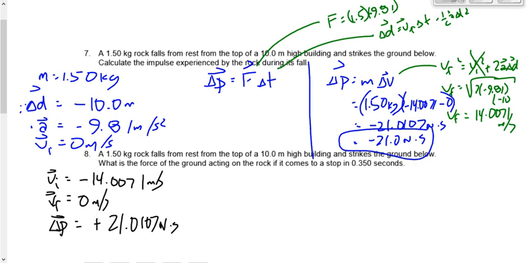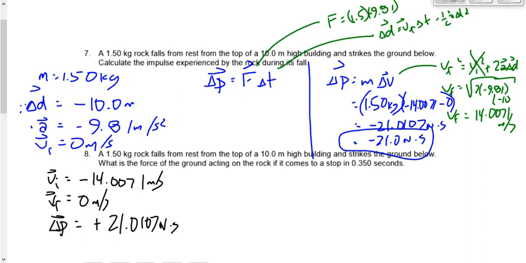How come? We know why the impulse as it fell was negative, because you gained momentum as it went downward. Why is it positive when the object stops? Negative when you gain momentum in the negative direction, positive when you lose momentum in the positive direction. When this rock stops, it loses momentum, right?